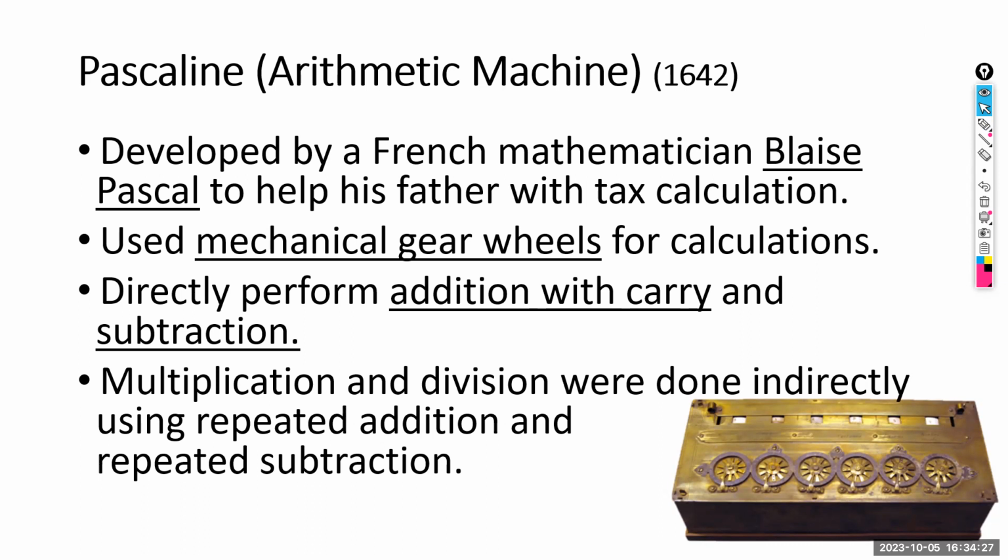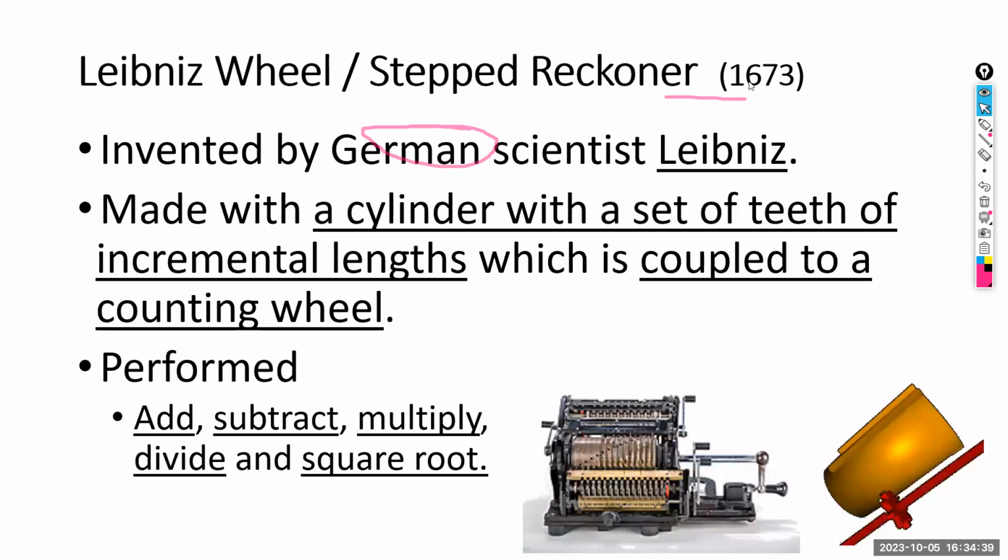mechanical computing device. Look at the years again, not to memorize, just to see the context. This is 1642, French mathematician. So the next one is 1673, German scientists. So you know that France and Germany are neighboring countries, right? So Leibniz, the German scientist, came up with another mechanical computing device. We call this Leibniz wheel because it uses a wheel, not just one wheel, a set of wheels.